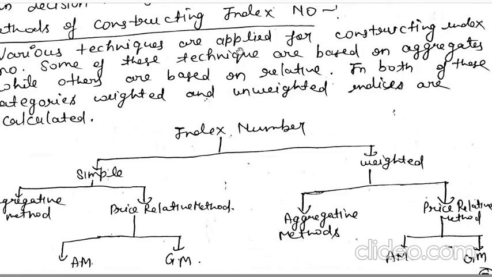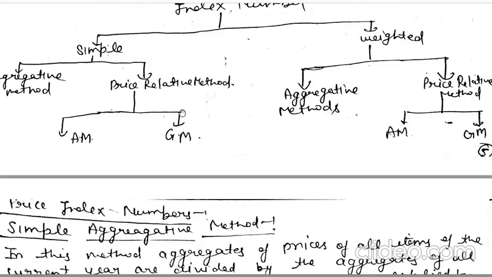Now, various techniques are applied for constructing index numbers. Some of these techniques are based on aggregates, while others are based on relatives. In both of these categories, weighted and unweighted indices are calculated. So index numbers are divided into two parts, simple and weighted. Simple is also divided into two parts, aggregate method and price relative method. Weighted also has aggregate method and price relative method. And the price relative method is divided into two parts, arithmetic mean and geometric mean, and weighted is also divided into arithmetic and geometric, right?